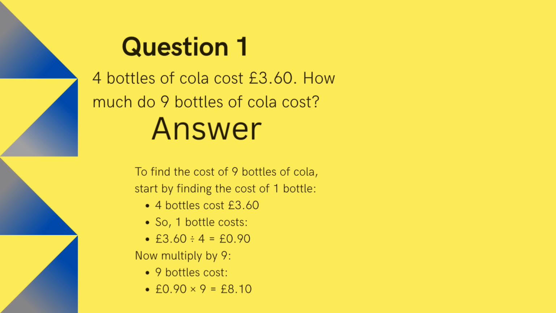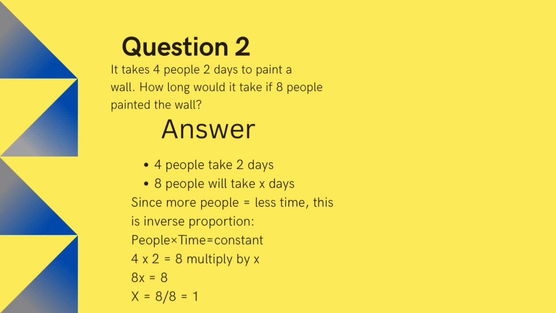Answer. To find the cost of 9 bottles of cola, start by finding the cost of 1 bottle. 4 bottles cost £3.60. So, 1 bottle costs £3.60 divided by 4 equals 90 pence. Now multiply by 9. 9 bottles cost 90 pence, multiplied by 9 equals £8.10.